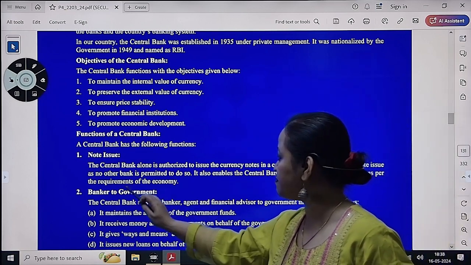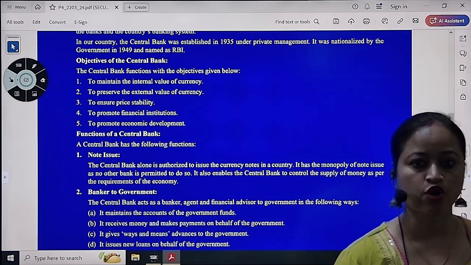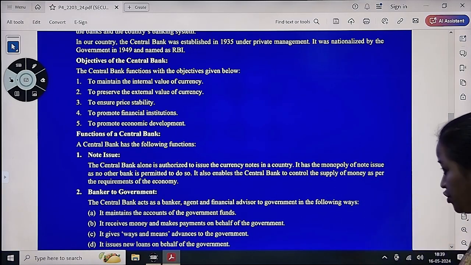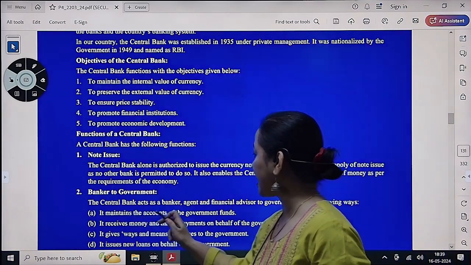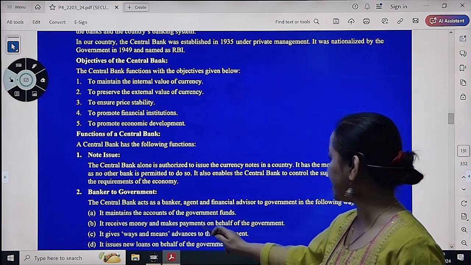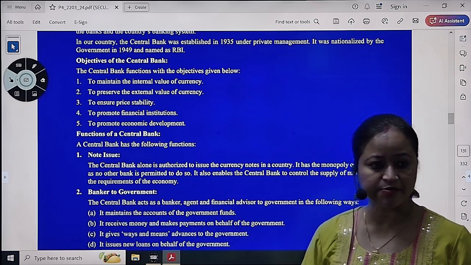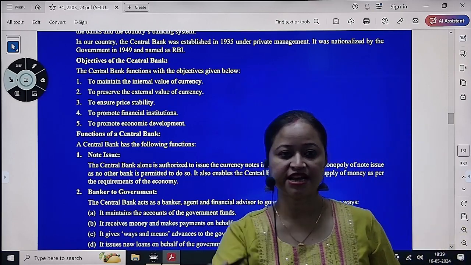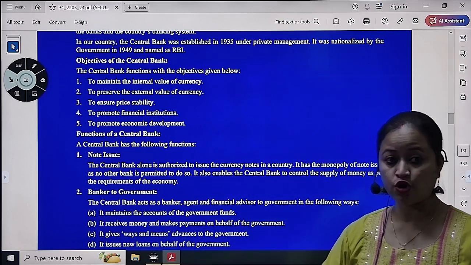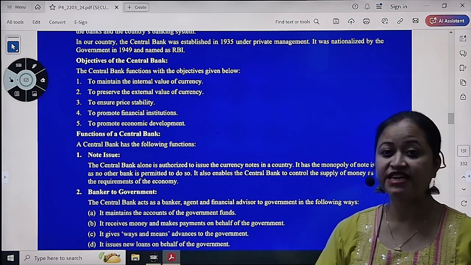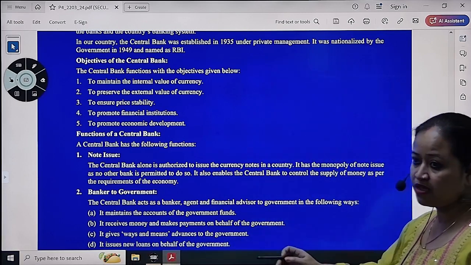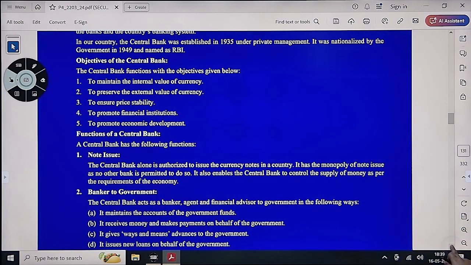And the second function is banker to government. Okay. So they are called the banker to the government. Right. They are the government's banker. Right. So they maintain the accounts of the government funds. Second one is it receives money and makes payment on behalf of the government. On behalf of the government, it is the central bank which makes payment and receives money. Then it gives ways and means advances to the government. They also give advances or loans to the government. Then they issue new loans on behalf of the government. On behalf of the government, they issue loans.